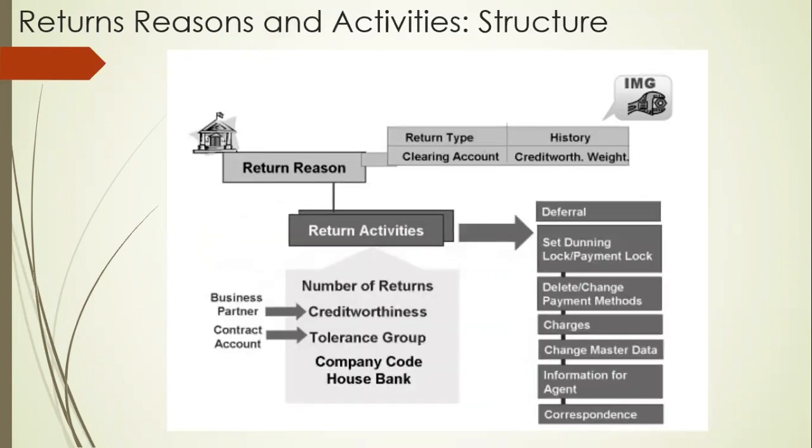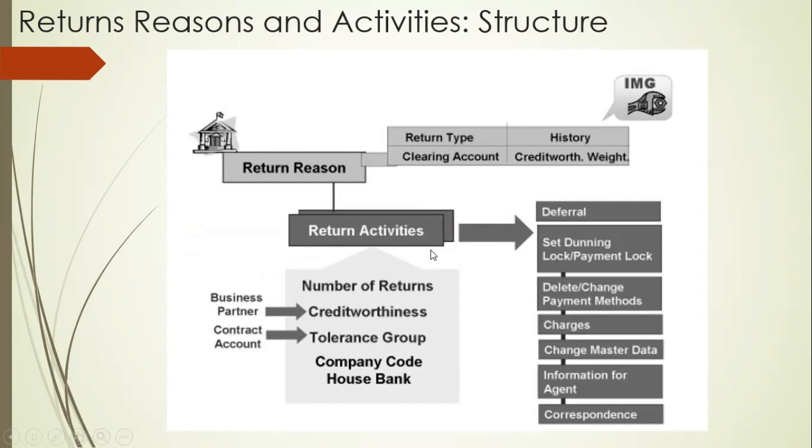Okay, and that needs to be done against the business partner and contract account, because the business partner is holding the credit worthiness, and that credit worthiness is impacted by this return. So this return reason needs to be understood first. So the return activities would be like any of these. Okay, so what are the return activities?